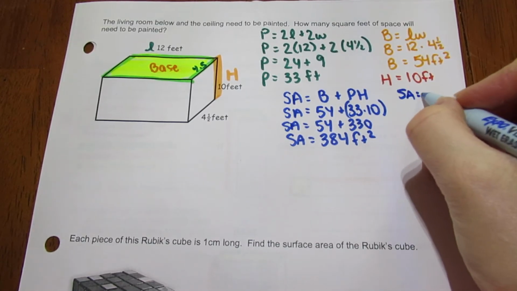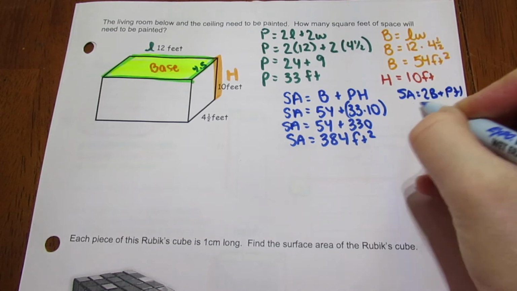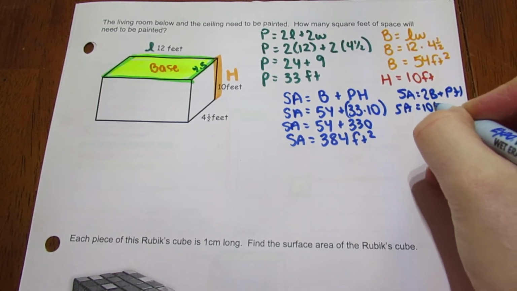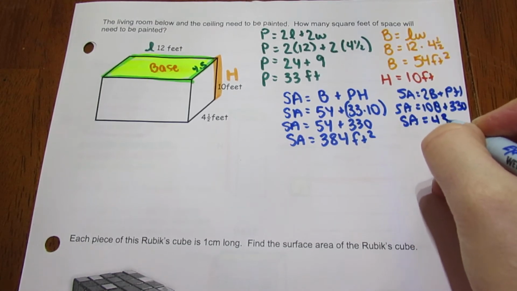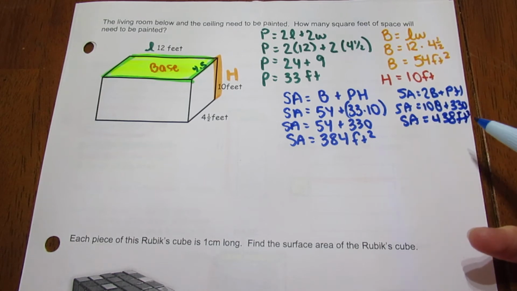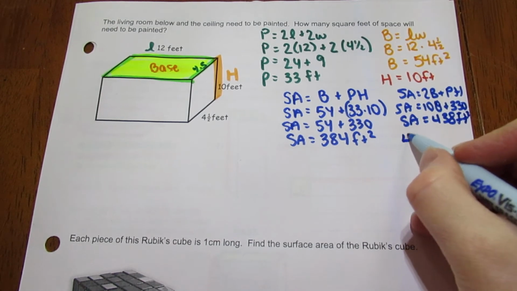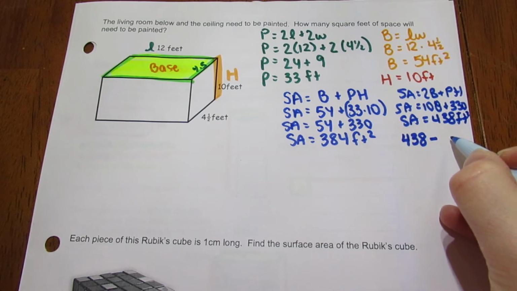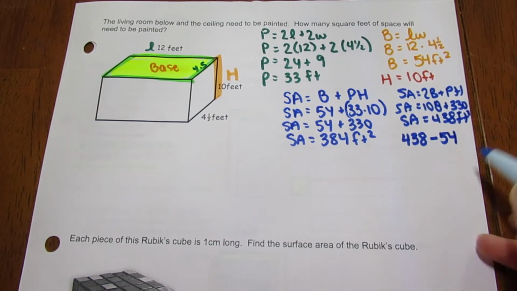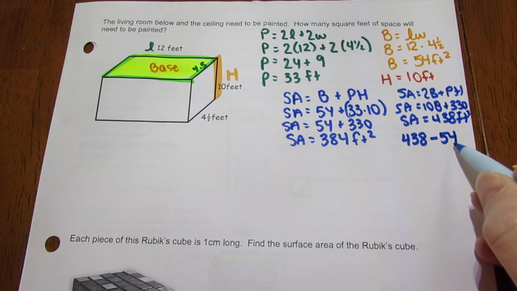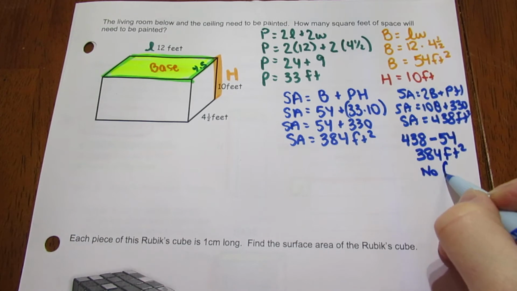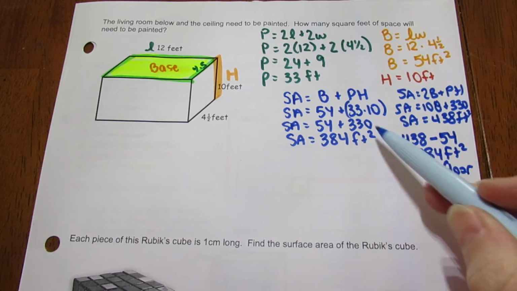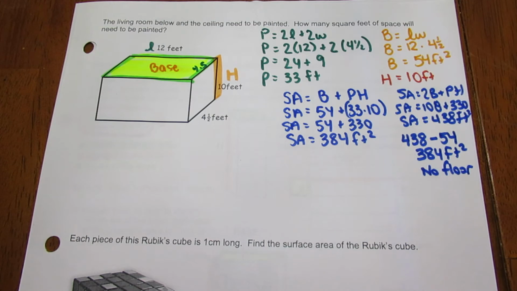Now let's just say you didn't notice that it shouldn't have been 2B plus PH, and you had done the full formula. You would have had 108 plus 330, which would have been 438 feet squared, at which time you would say, hey, I don't need to paint the floor. 438, take away a floor. The floor was 54 feet squared. That would have gotten you back to the same 384 feet squared with no floor painted. Either way, same answer.